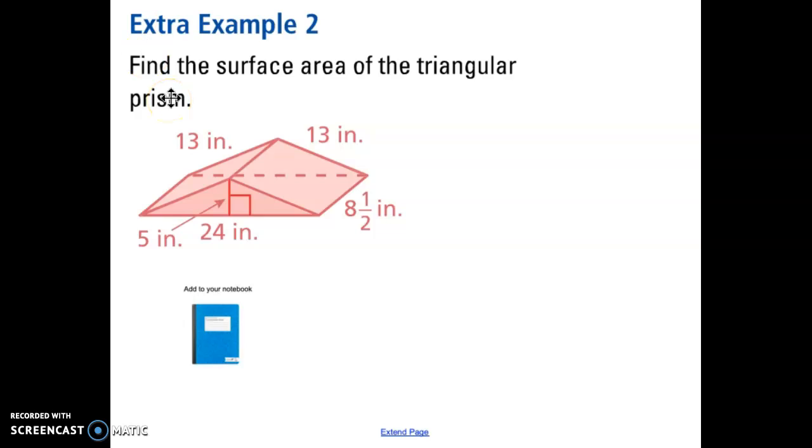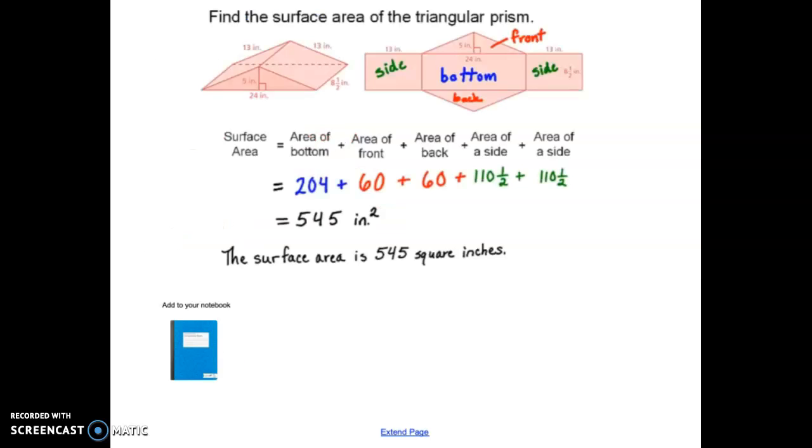So find the surface area of the triangular prism. Go ahead and do that however you want to do that, and I'll see you on the next slide. Okay, so here is my net, and here is each side written out. We have all of these different dimensions. We end up with 545 inches squared. So the surface area is 545 square inches. Put that in your notebook, and let's keep on rolling.